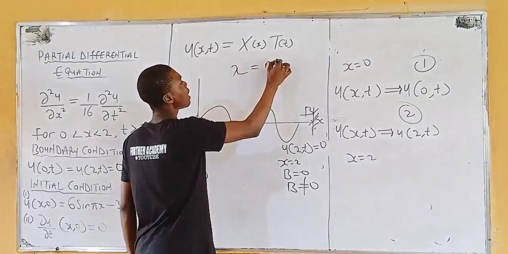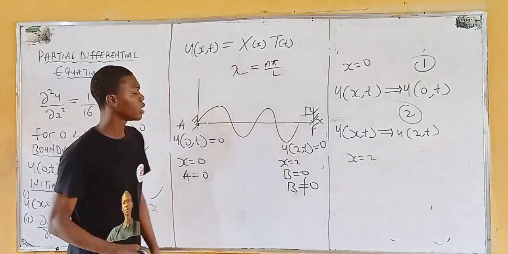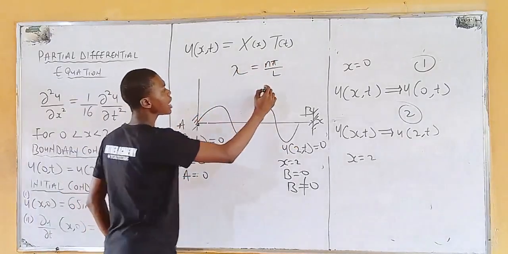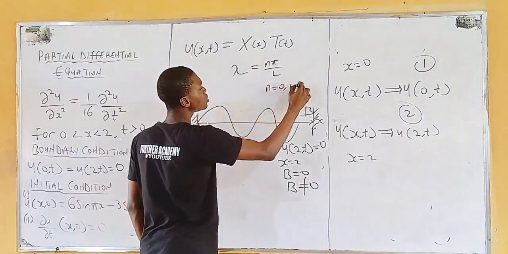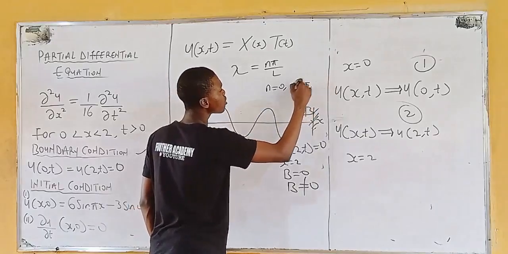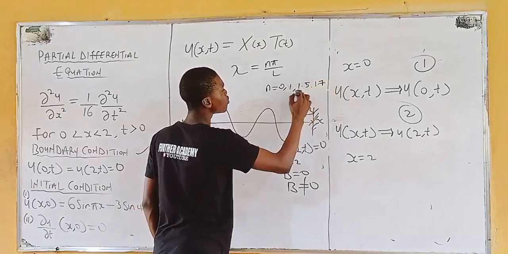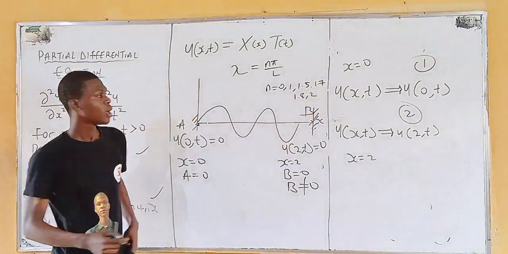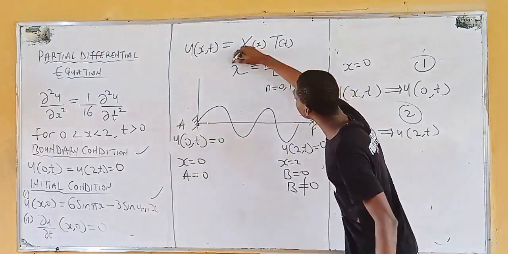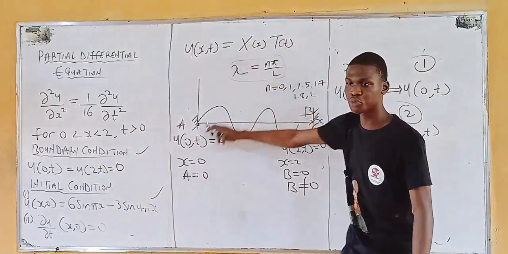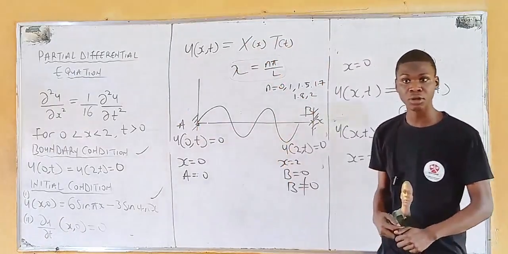Lambda equals m pi over n. The total length is what? 2. For n, take n as 0, 1, 1.5, 2, right? 0, 1, 1.5, 1.7, 1.82. Since the total span is 2, by the time you use this formula, when n equals 0, your wavelength will be what? 0. Are you getting me at all?